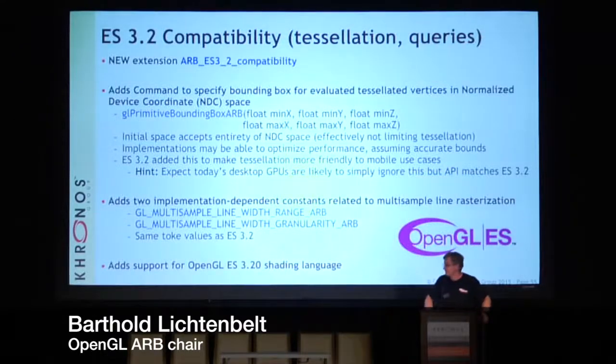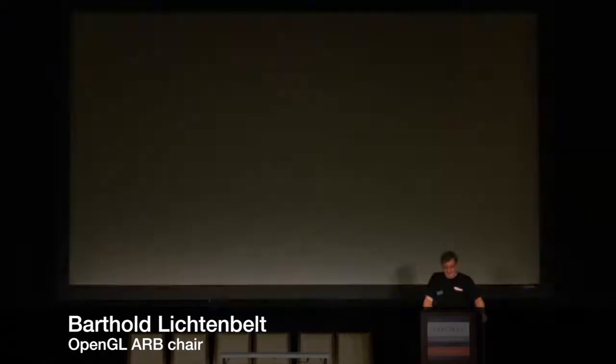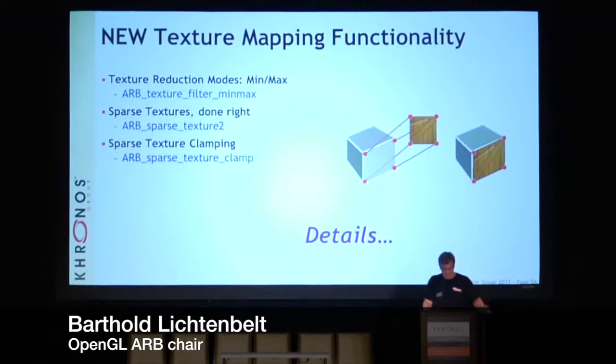Okay, next extension, ES 3.2 compatibility. The ARB has always tried to make OpenGL a true superset of ES, and there's always some functionality missing in OpenGL, so we added it back with an ARB ES 3.2 compatibility extension in this case. Nothing too exciting, but it's there.